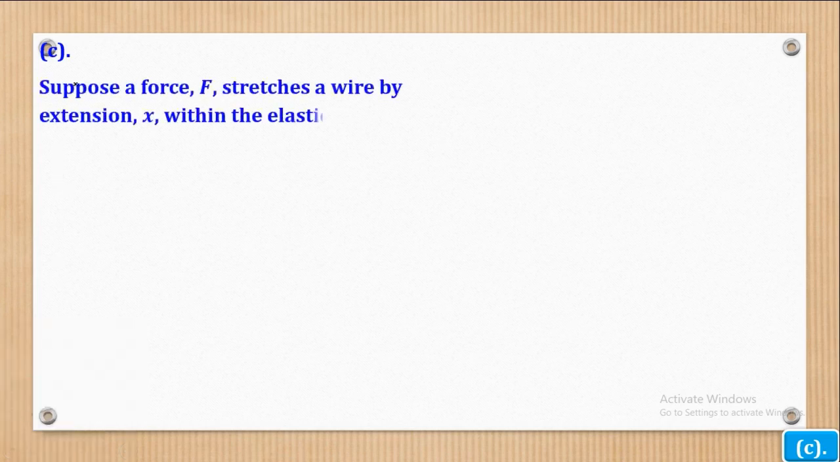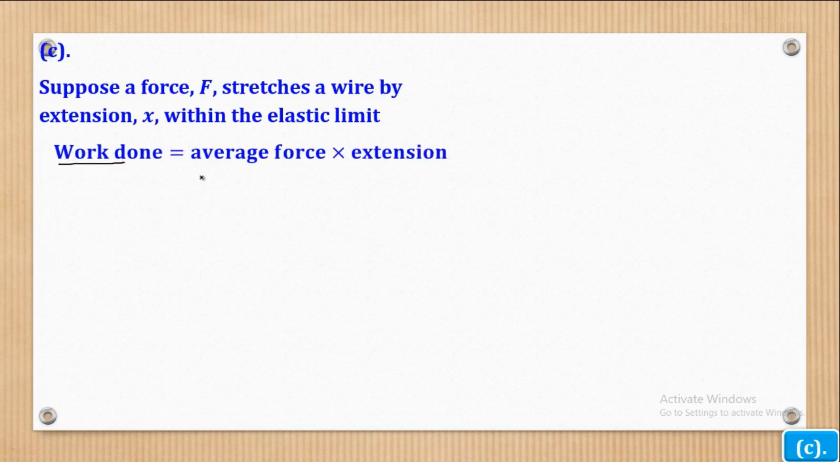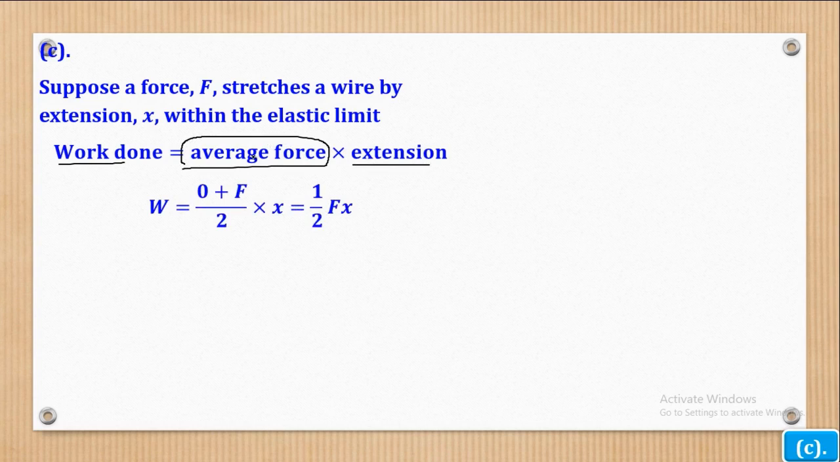So first we shall say that suppose a force capital F stretches a wire by an extension x within the elastic limit. What will happen is that work done is equal to average force multiplied by extension. Average force is given by 0 plus F over 2. Why? Because when there is no extension at all, the force is 0, and when there is an extension x, the force is capital F. So average will be 0 plus F over 2, multiplied by extension x, which gives you a half Fx.